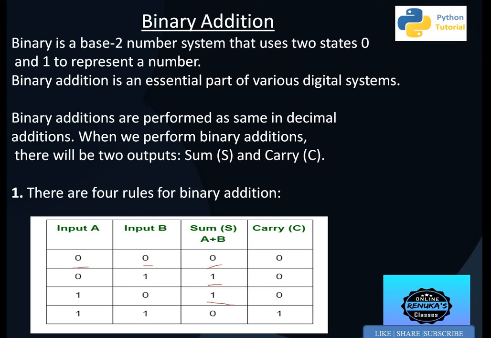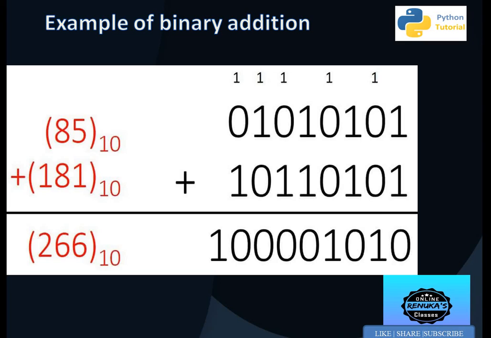1 and 0, then the sum will be 1. And there is a slight difference here: 1 plus 1 is 0 with a carry 1. So 1 plus 1 you can say is 1, 0. So please do remember these rules, and on the basis of these rules we can do the binary addition.